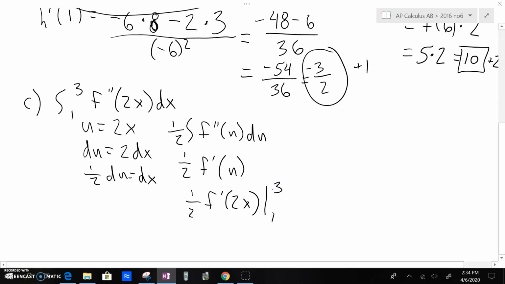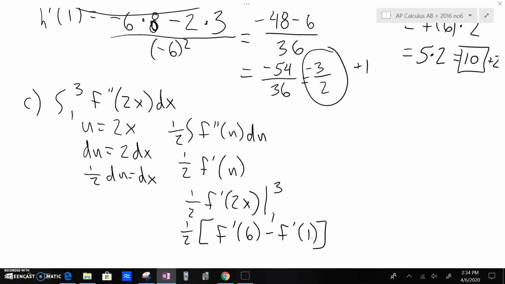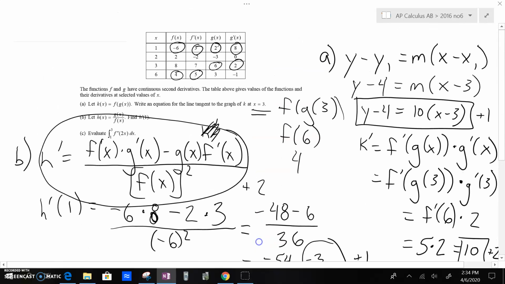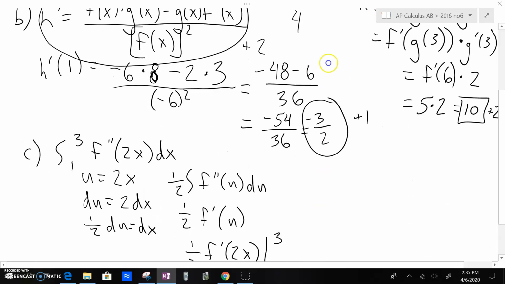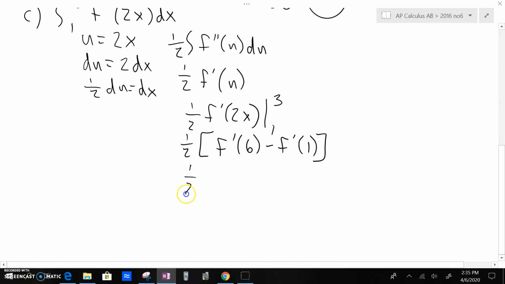And you could certainly rebound this thing and keep with a u, and that's fine. There's no penalty for doing it one way versus the other. They're both equally good. And when you plug in your 3, I'll just leave my half out here. We're going to have f prime of 6 minus f prime of 1. And again, there we're going to need to just go back to the table and figure out what those values are. So we get half of f prime of 6 minus f prime of 1. Well, f prime of 6 is a 5. F prime of 1 is a 3. So let's see, it'd be half times 5 minus 3.